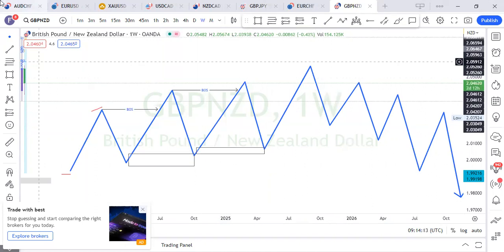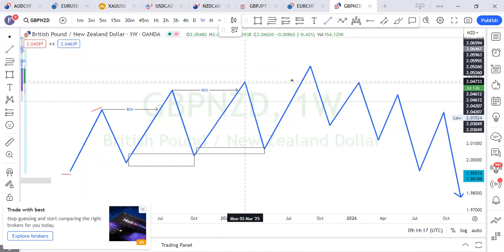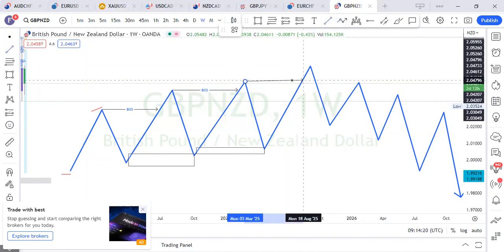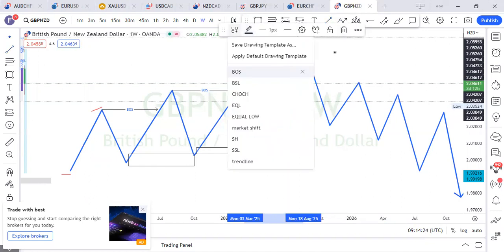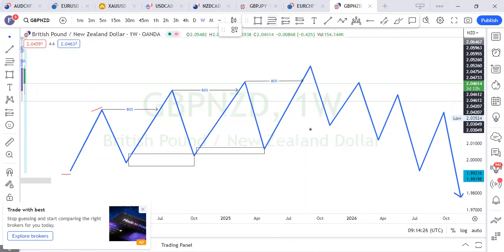Now we have here as our new price range. Once the market fills this gap back, we want to be looking for buys again in the market. We now mark this as our BOS to the upside. And then which area took out that level? We have this area.